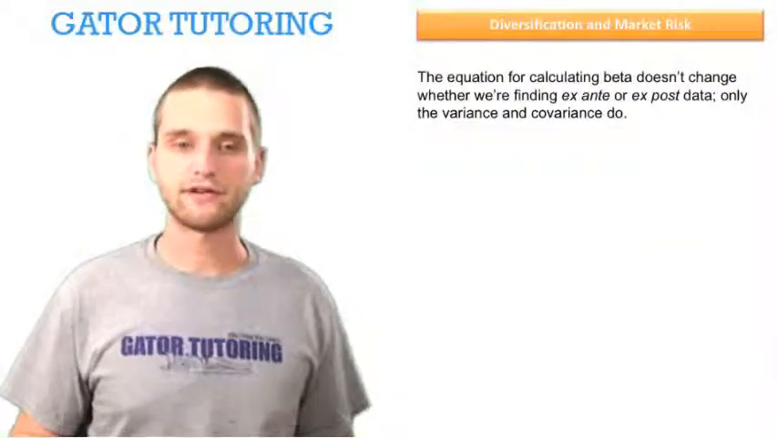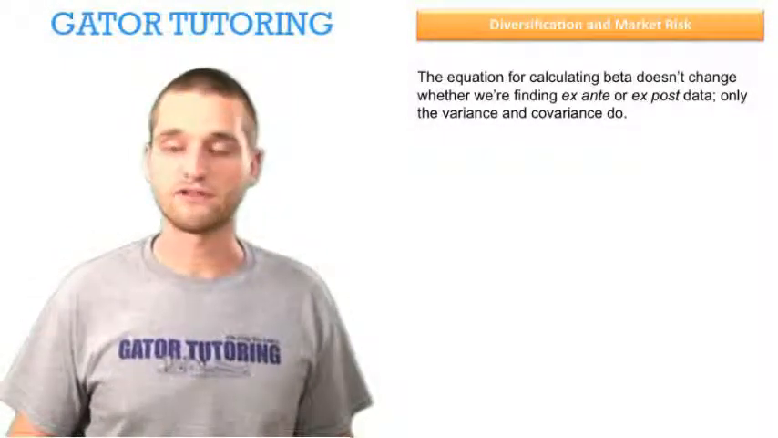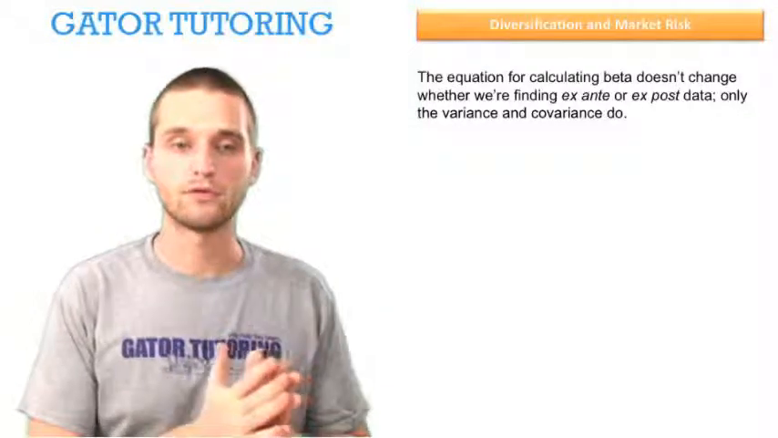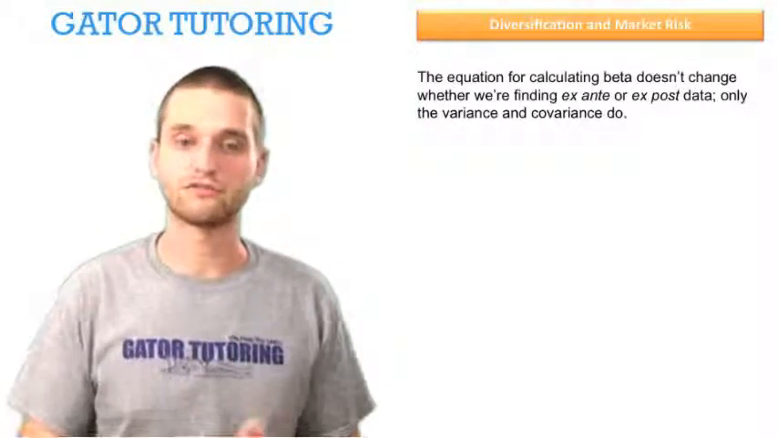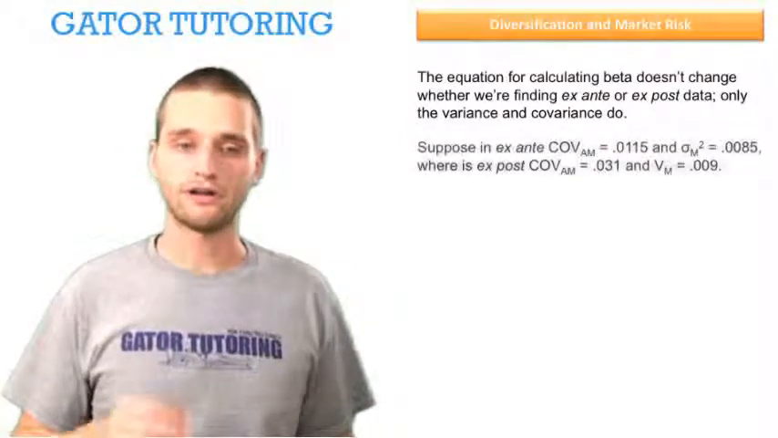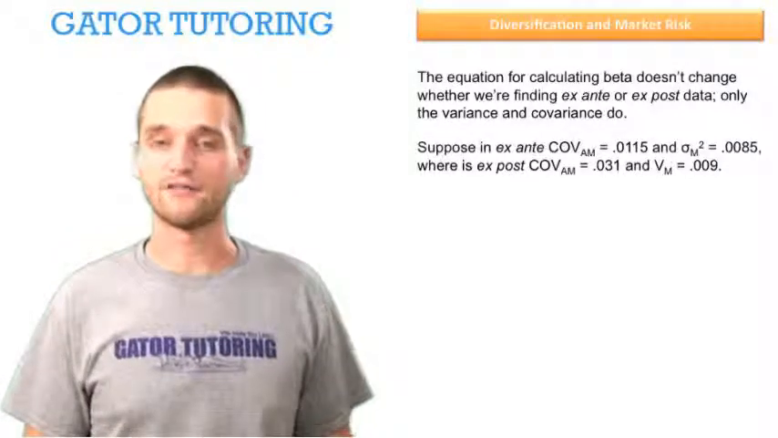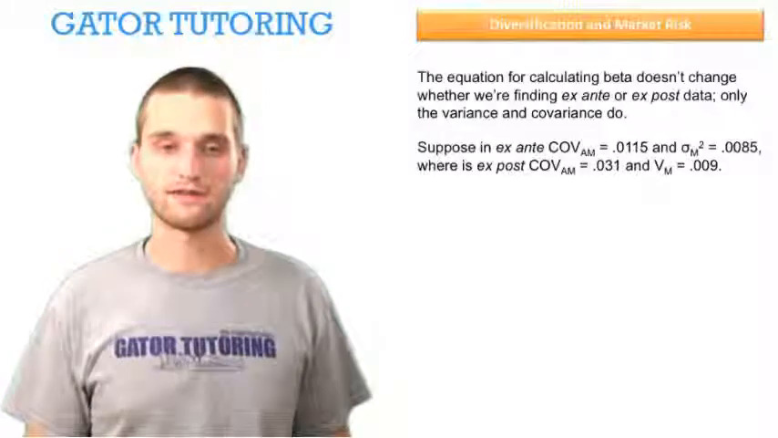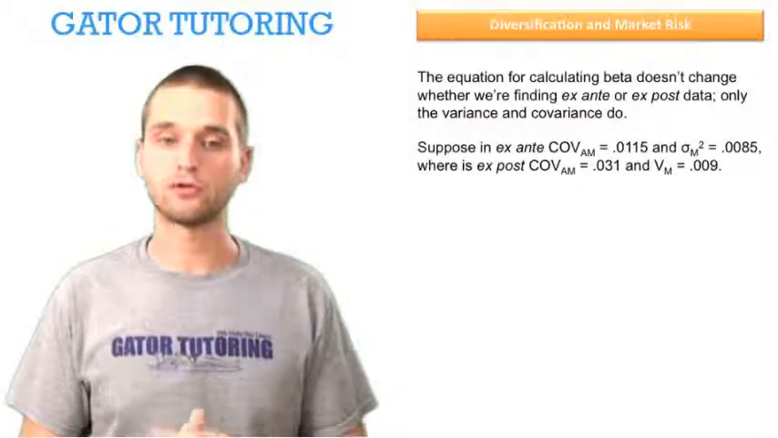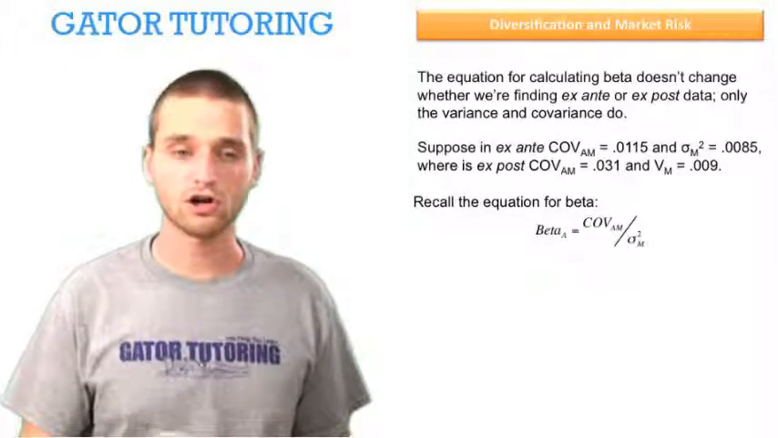The equation for calculating beta doesn't change whether we're finding ex ante or ex post data. Only the variance and the covariance do, because if you remember back to the previous lecture, the equations for variance and covariance are different in ex ante and ex post. Suppose in ex ante the covariance of A with the market is 0.0115 and the variance of the market is 0.0085, where in ex post the covariance of A with the market is 0.031 and the variance of the market is 0.009.